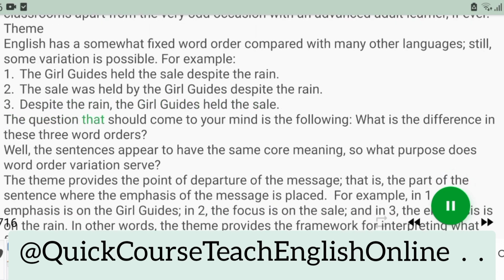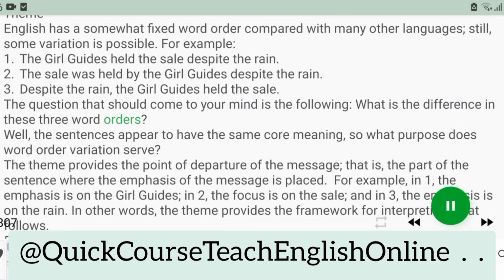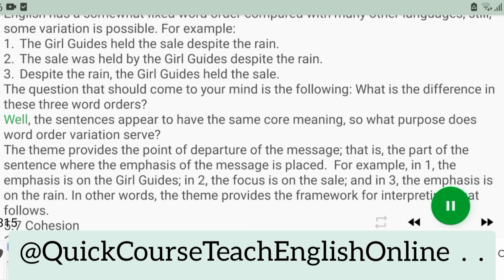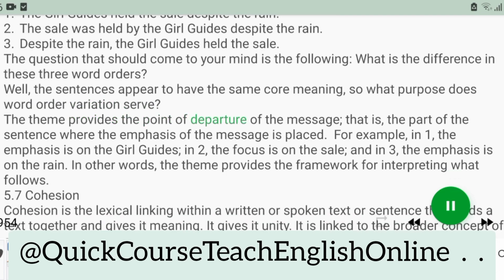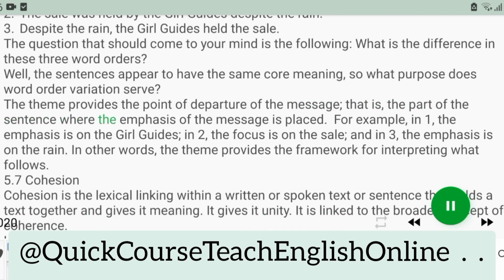The question that should come to your mind is the following: what is the difference in these three word orders? Well, the sentences appear to have the same core meaning, so what purpose does word order variation serve? The theme provides the point of departure of the message. That is, the part of the sentence where the emphasis of the message is placed.